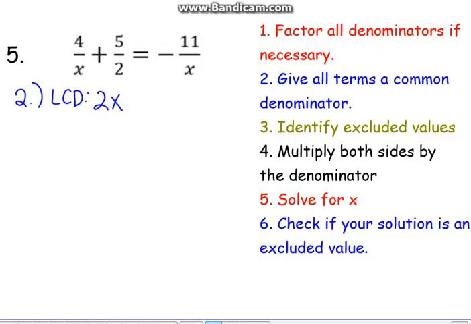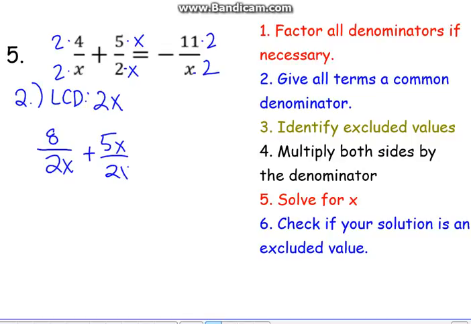that common denominator. This first fraction is missing a 2. The second fraction is missing an x. And the third fraction is missing a 2. Go ahead and multiply and rewrite it out so that way we can identify the excluded values in step 3. 5 times x gives us 5x. Negative 11 times 2 will give us negative 22 over 2x.